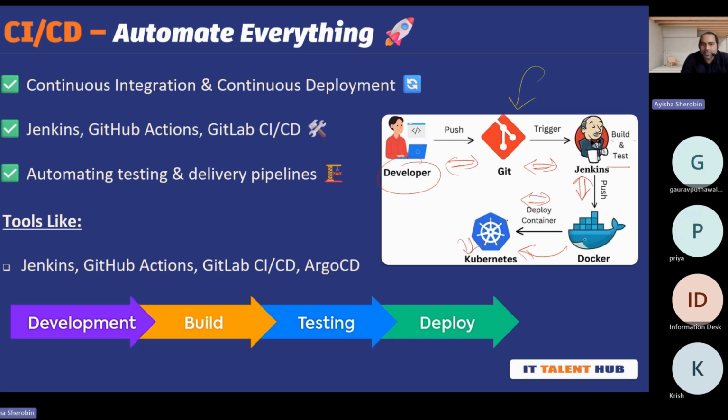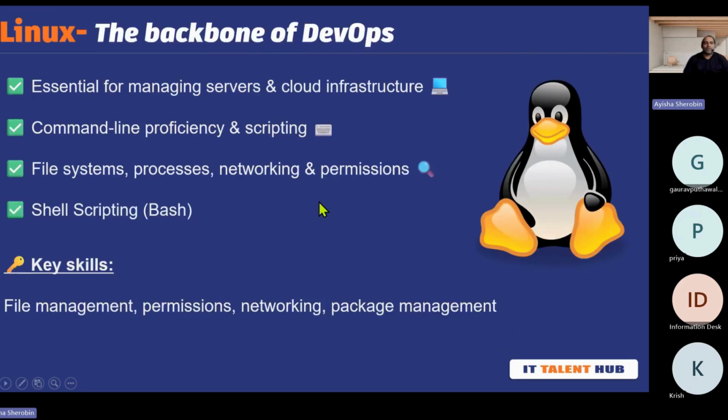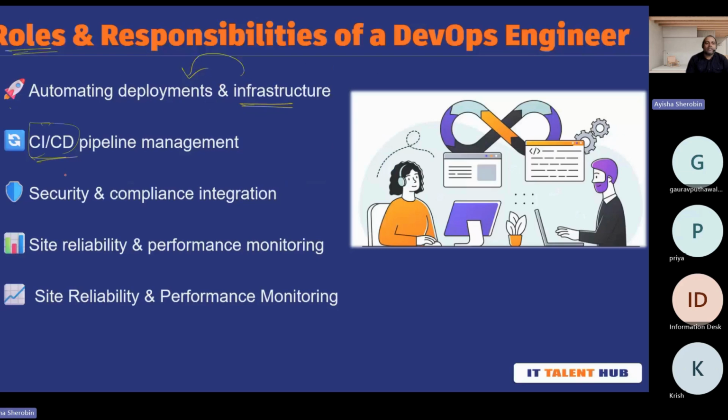So like this we have different tools. GitHub is for source code management, Jenkins is for CI/CD management, and Docker is for creating a Docker image, packaging everything into a single image. Other than that, we have Kubernetes and more. So we have a lot of tools to learn about. These are the roles and responsibilities of a DevOps engineer. Other than that, we also take care of security, compliance, site reliability, and performance monitoring.